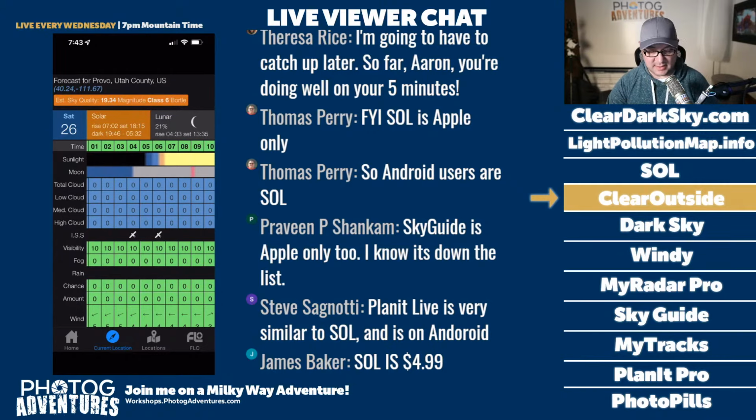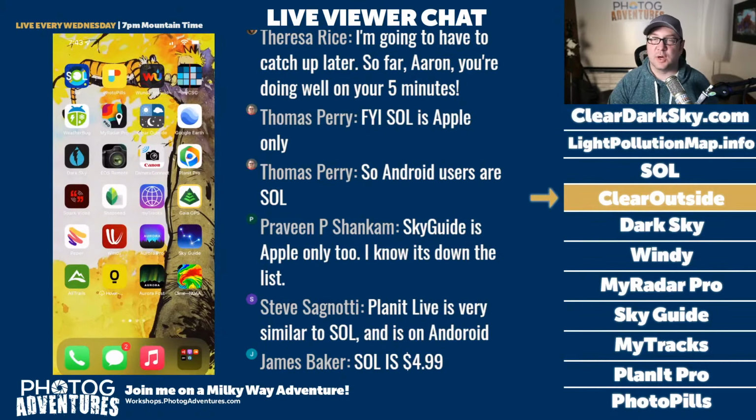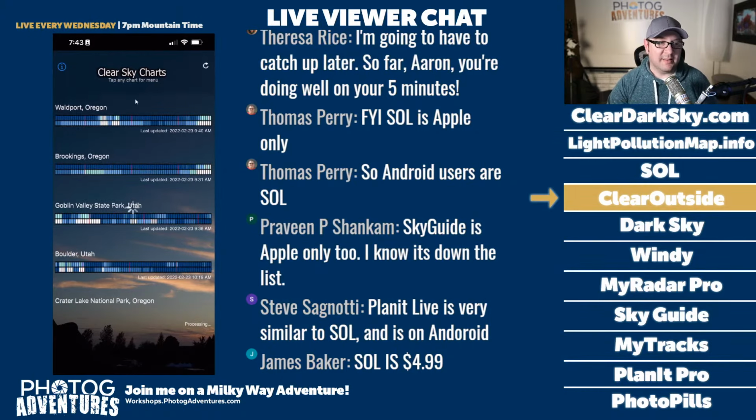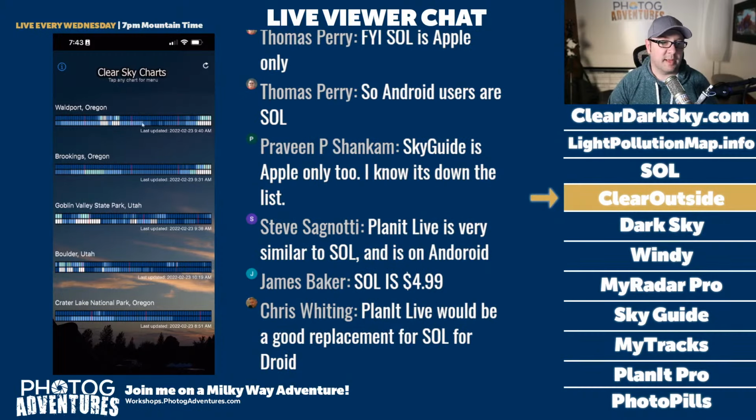And Clear Outside, the last thing I'm going to use for the final minute of Clear Outside is that there's no app for Clear Dark Sky, but there is this one right here, My CSC. This is a third-party app that uses the Clear Dark Sky maps, and it lets you choose a location. Like I have Waldport, Oregon, Brookings, Goblin Valley State Park, Boulder, Utah, and Crater Lake. These are the places that I like to know, and I change this all the time. When I have an Oregon workshop, I add more Oregon. When I'm in Utah more, I have Escalante and Zion and Moab on here.